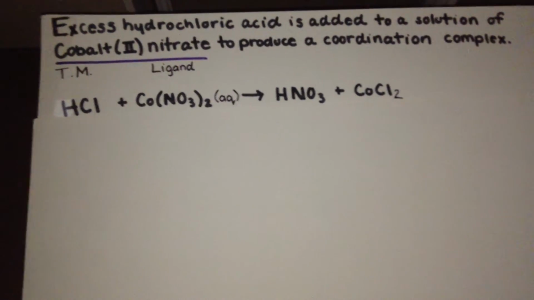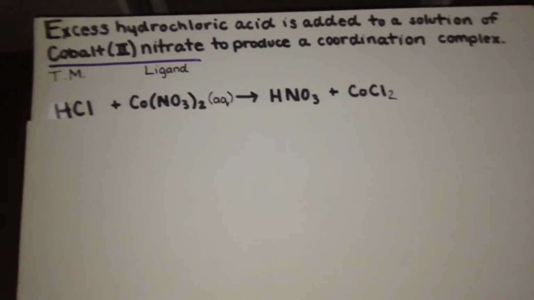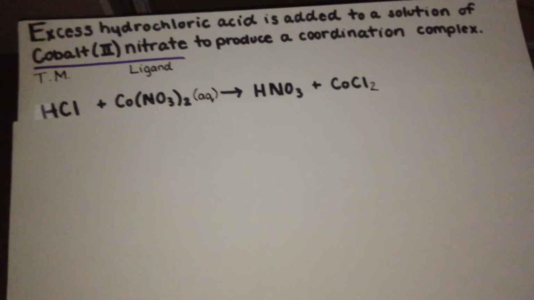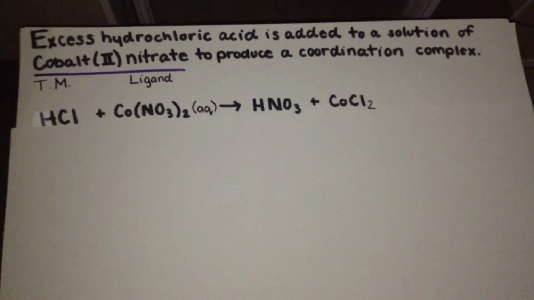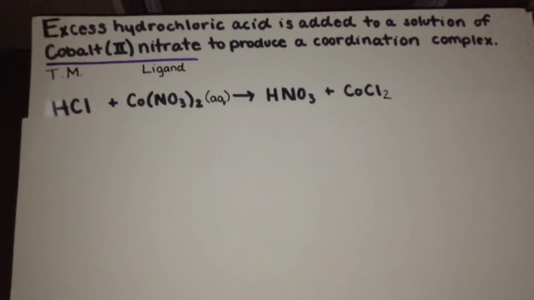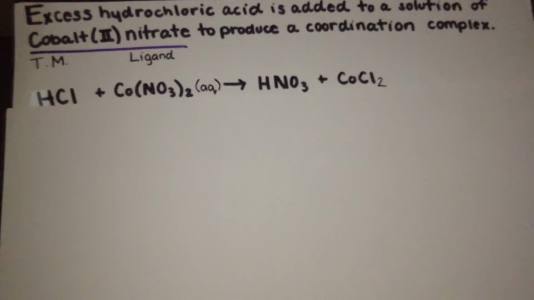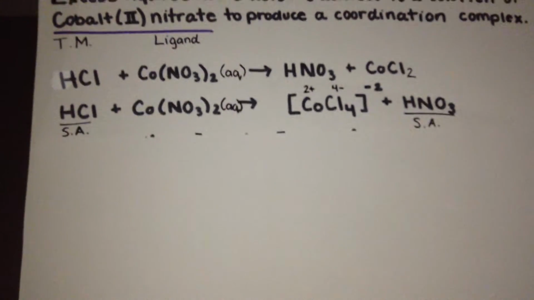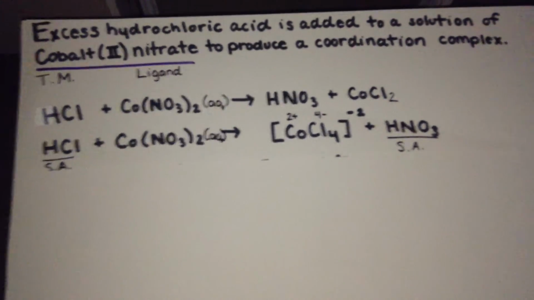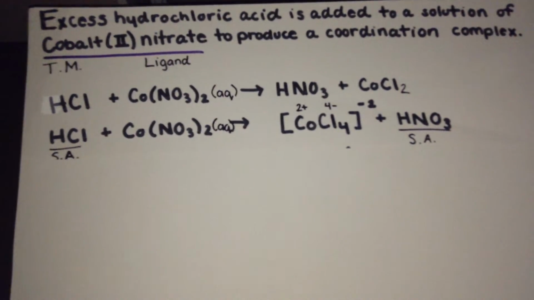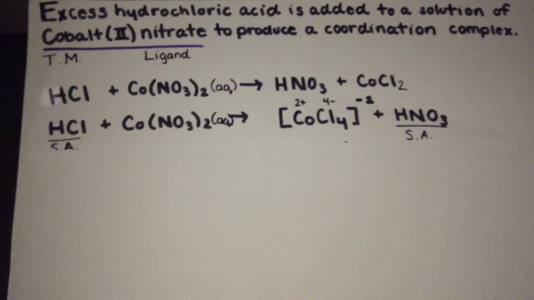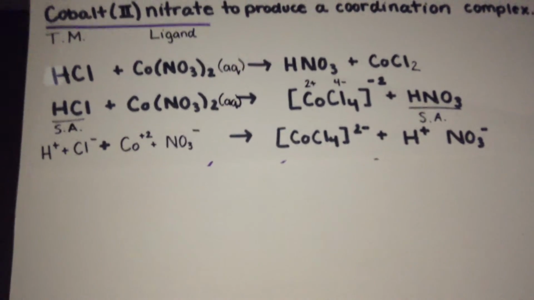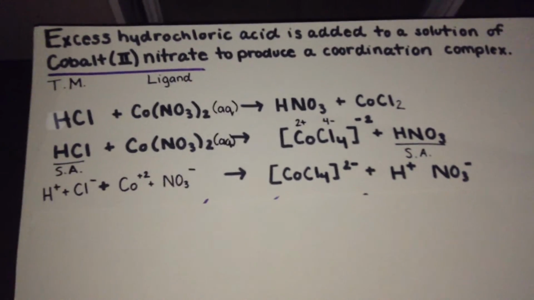Would it be HCl, Co, NO3. Co originally had a charge of +2, and NO3 had a -1, so the charges flip-flop. H would pair up with NO3, and Co would pair up with Cl. Since Cl is a ligand and Co is a transition metal, you would pair them up to make the coordination complex. Okay, and then since HCl is a strong acid, it breaks into ions, H plus and Cl minus.